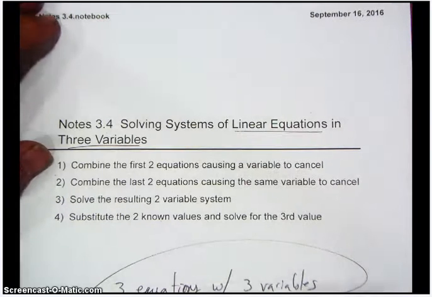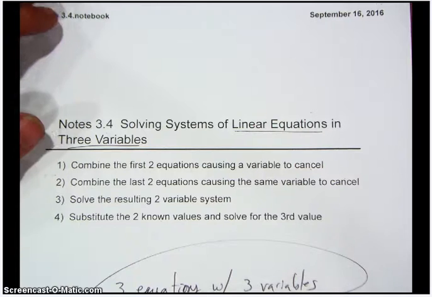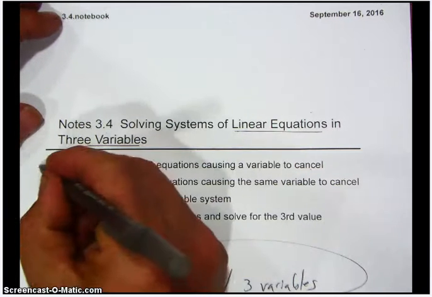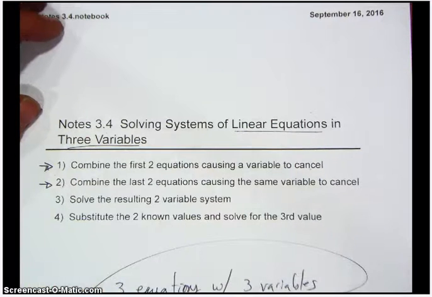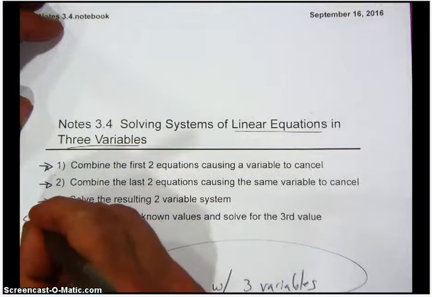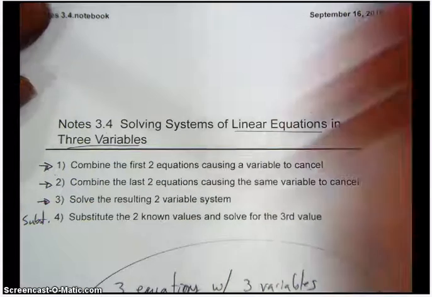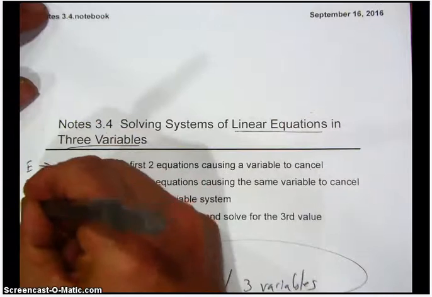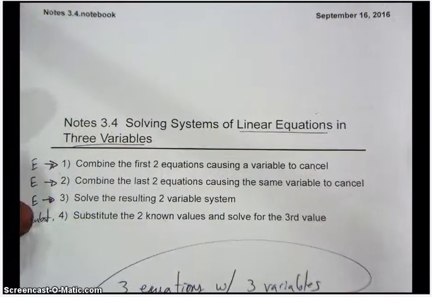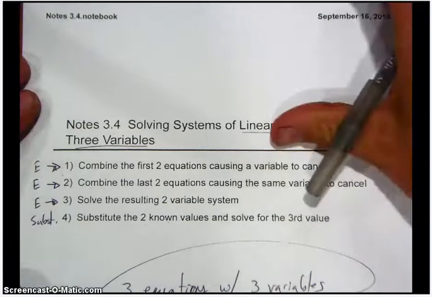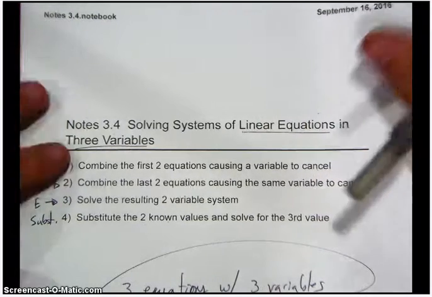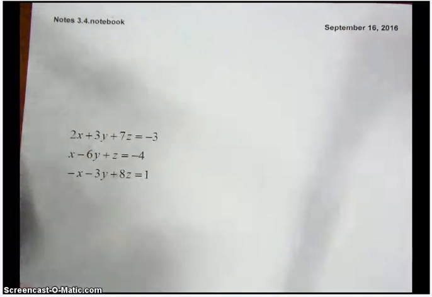Alright, so really what you're doing is elimination for the first step. Then you're going to do elimination again, and then elimination again. And the last step is you're going to use substitution. So you use the elimination method for the first three steps, and in the last step you take your answers and substitute them back in to find the last answer.